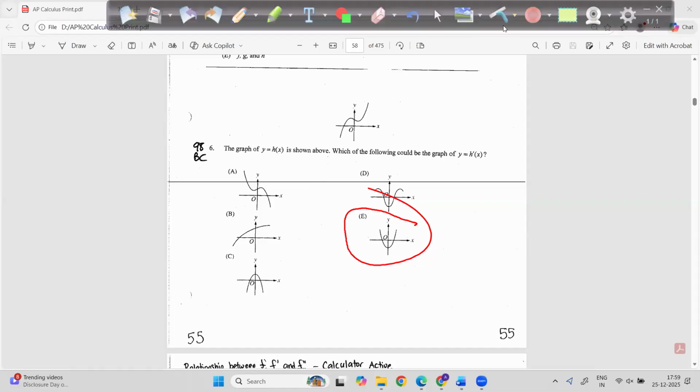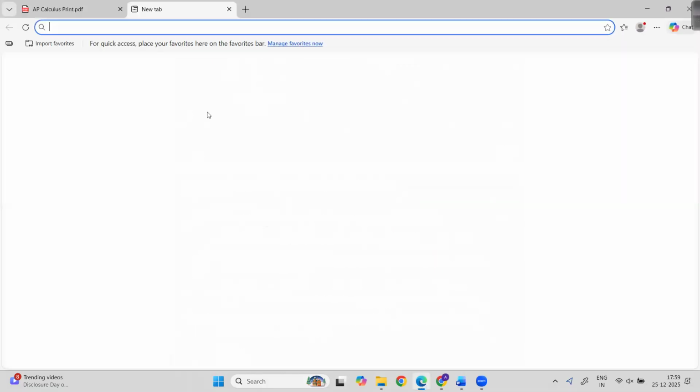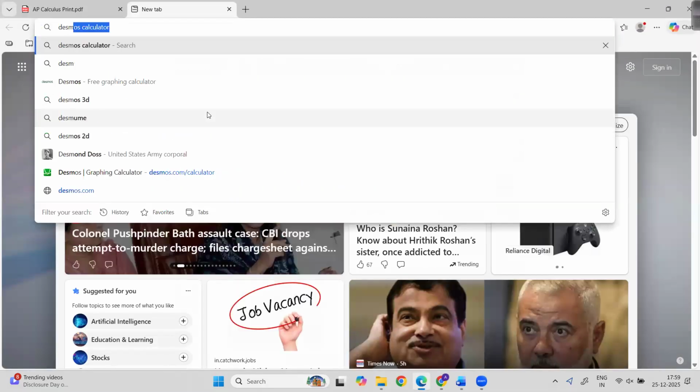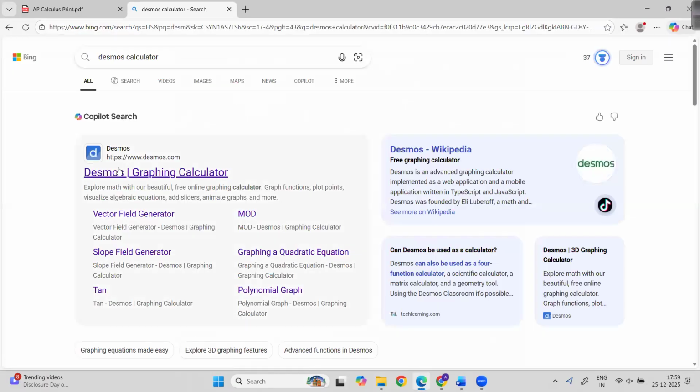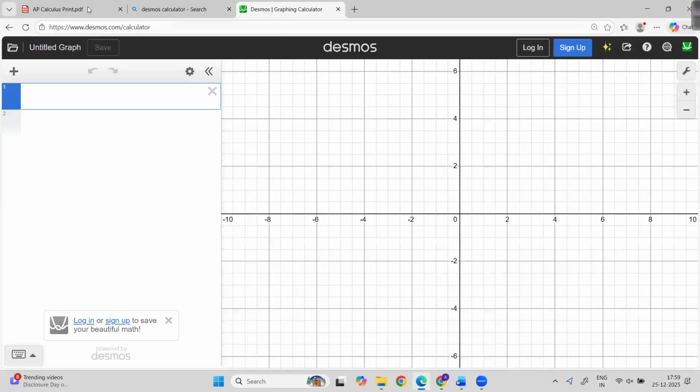So we'll do one calculator active question also. I'll tell you how to do. Suppose they gave this graph, everyone type Desmos calculator. Please open this. Whenever you have a calculator question, you need to use the Desmos calculator. Most of you have taken your SAT exams. Who have taken SAT, they'll have an idea.